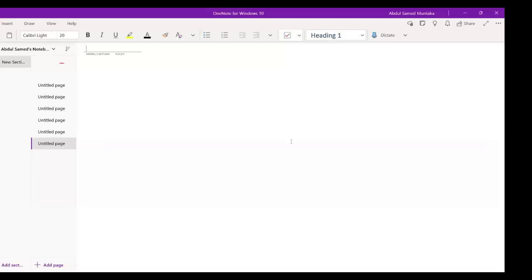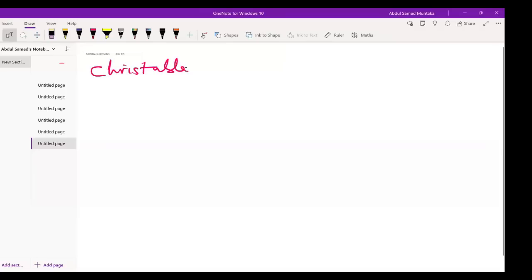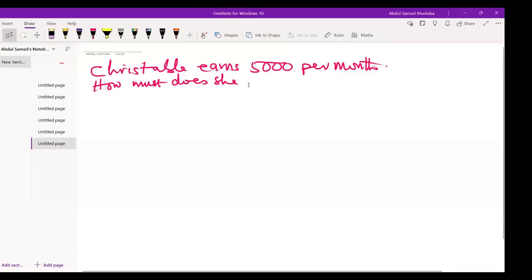So I'm bringing the electronic board. So look at the situation where we see Christabel earns 5,000 cedis per month. How much does she pay as tax annually?